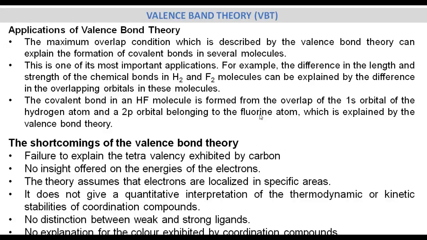What are the shortcomings of this valence bond theory? It fails to explain the tetravalency exhibited by carbon, and it offers no insight into the energies of the electrons. The theory assumes that the electrons are localized in specific areas, and it does not give a quantitative interpretation of the thermodynamic and kinetic stabilities of coordination compounds. It makes no distinction between weak and strong ligands, and gives no explanation for the color exhibited by coordination compounds. So these are the shortcomings of the valence bond theory.